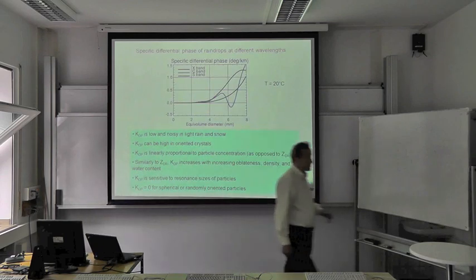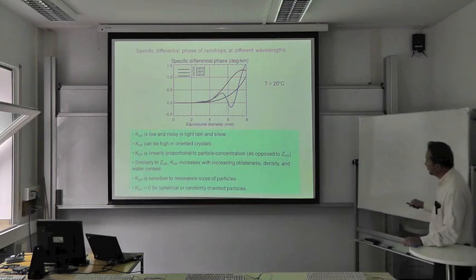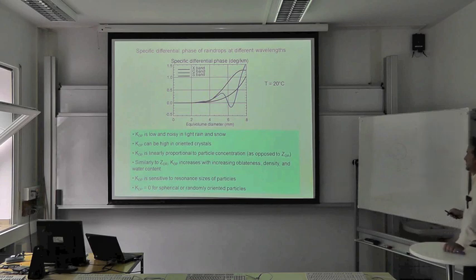This is Kdp as a function of equivalent diameter, plotted in a similar manner as Z and ZDR. You see that for C band you can even have some negative Kdp, which is a result of resonance. Generally speaking, Kdp is inversely proportional to wavelength, so it's smaller for S band, which is the green curve, and much higher for X band.